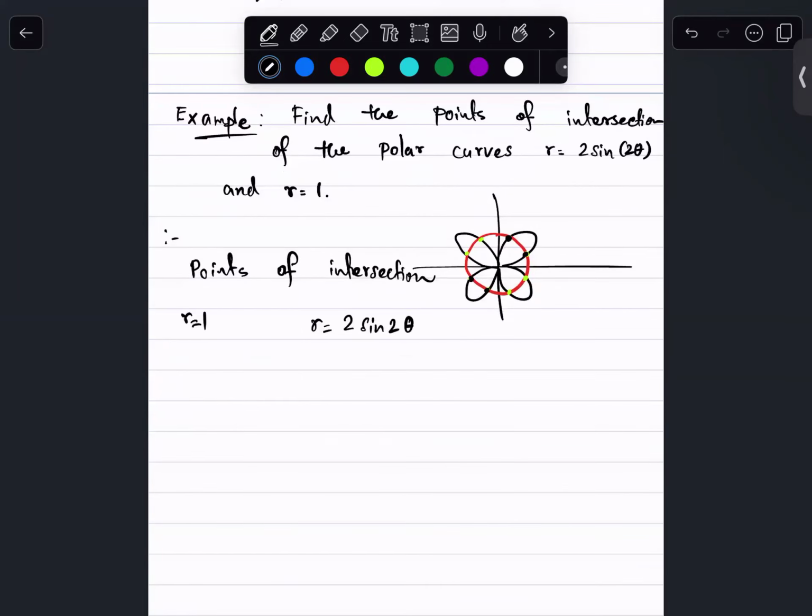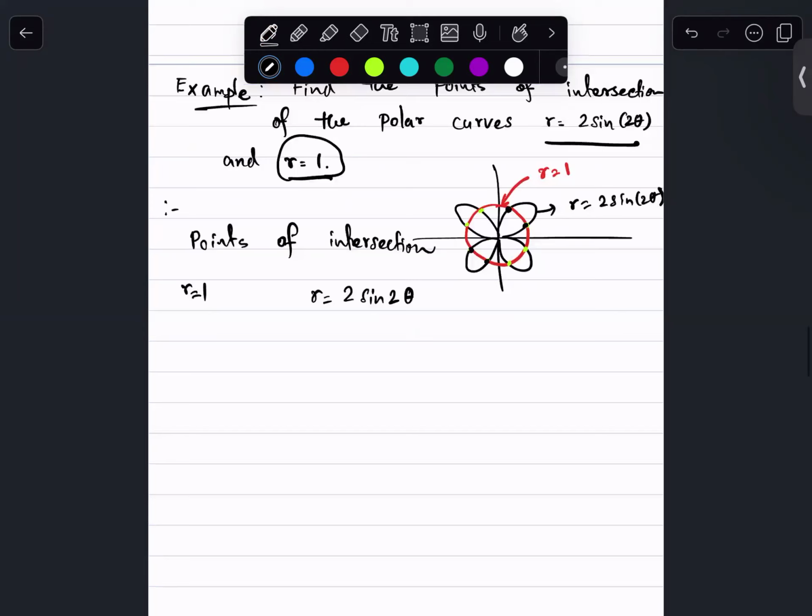For the next example, you have to find the points of intersection of the polar curves r equals 2 sine 2 theta and r equals 1. Okay, so r equal to 1 is this circle, right, which is drawn in a red line. So this is r equal to 1 and r equal to 2 sine 2 theta will be this 4 petal rose. Now I have to find the intersection points of these two curves.